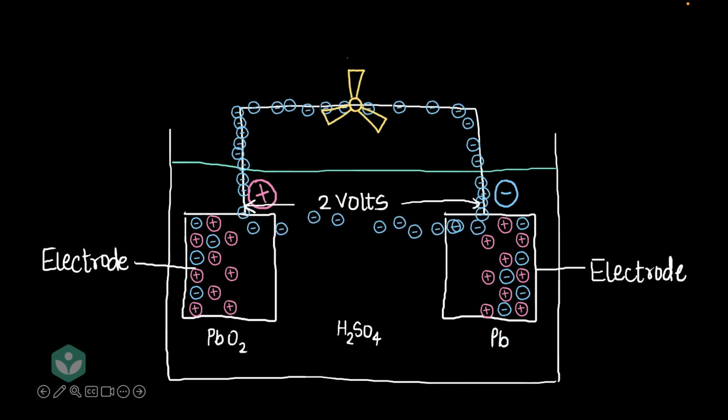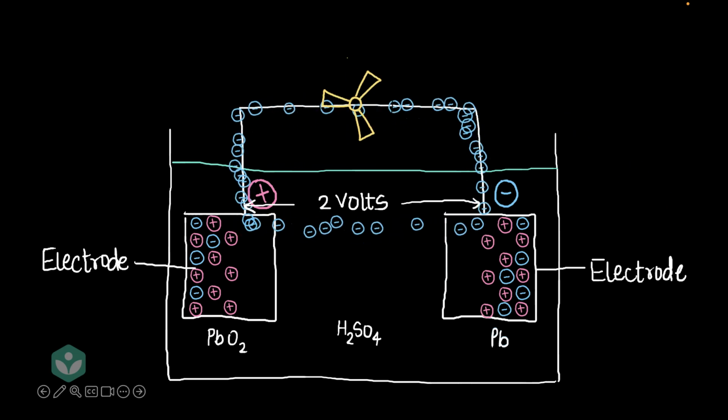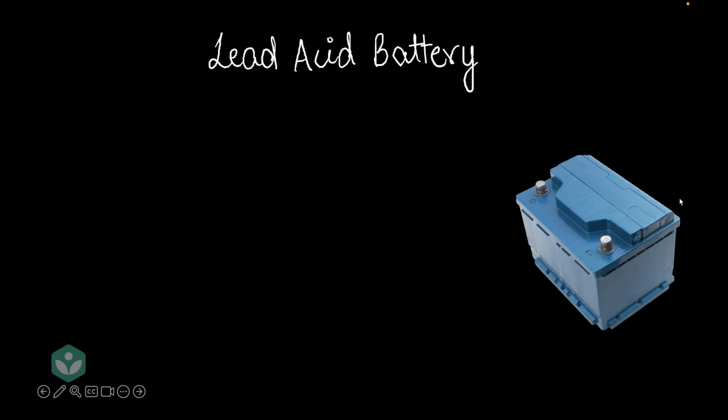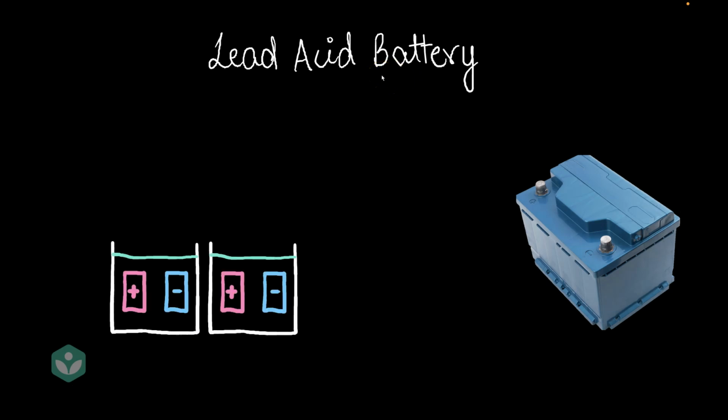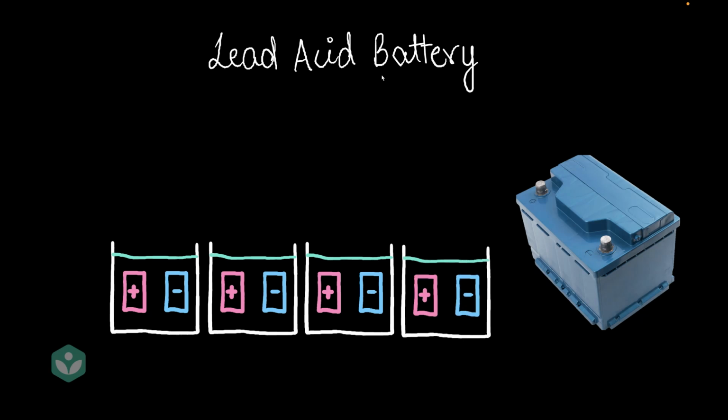Great. Now let's move on and discuss how a lead acid battery works. This is how a lead acid battery looks. Now, in the previous video, you saw that a battery is nothing but a collection of cells connected together. So let's say we took maybe 4 lead acid cells, and let's say we connect them in series to each other. So basically the negative electrode from this cell is connected to the positive electrode of this cell, the negative electrode of this cell to the positive electrode of the next one, and so on.